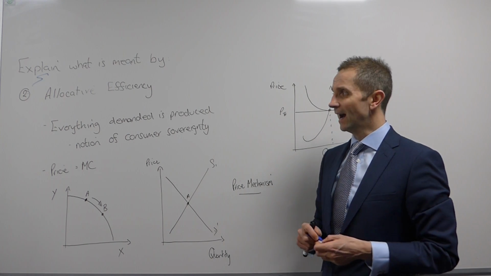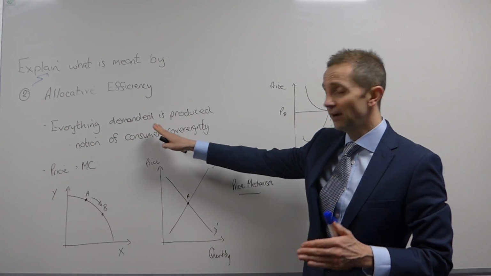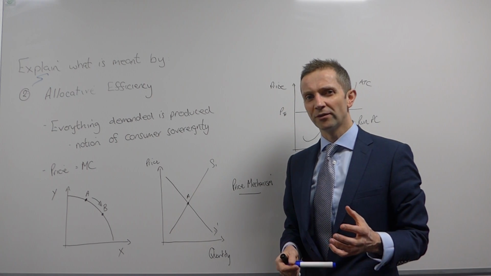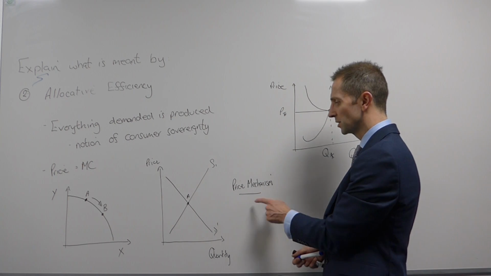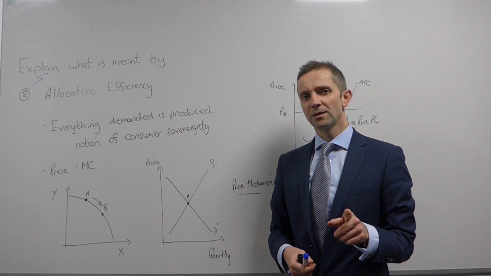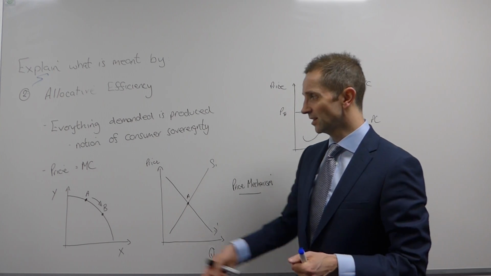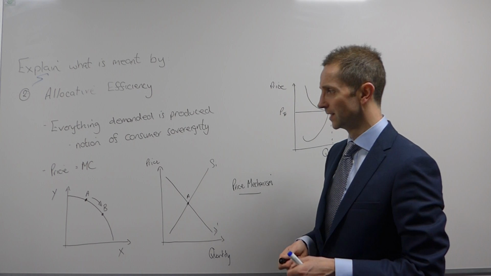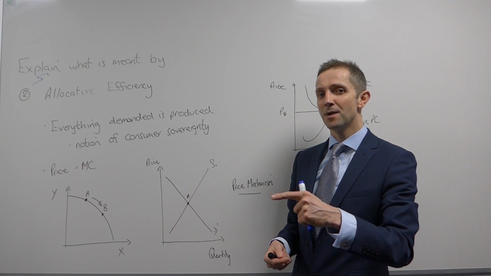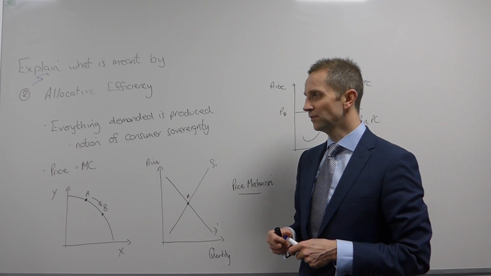What do we mean by allocative efficiency? Well, we mean either that everything demanded by the consumer is being produced, and the whole notion of consumer sovereignty ties in very well with this. We're going to have a little look at the price mechanism, which I'm sure you're familiar with. Or sometimes you could be asked to just simply define this in an exam, and the way you could define it is simply to say that price is equal to marginal cost. In other words, the revenue received for selling the last unit is exactly the same as the cost of production of that last unit. So we'll have a look at each of these in turn.